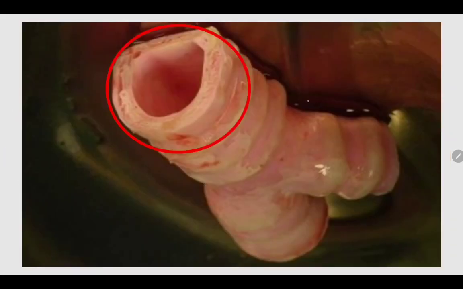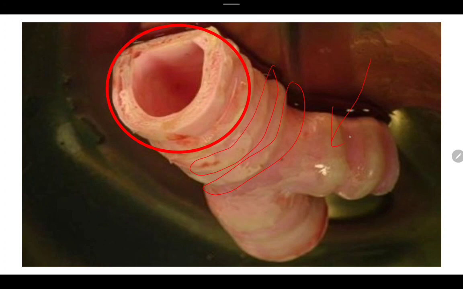This is a picture of a trachea. Can you appreciate the different cartilage that is seen? These white parts here, guys, are all cartilages. In histopathology, what we do is we process this and cut a cross section here. After doing that, we are going to stain the slide and then we're going to check.